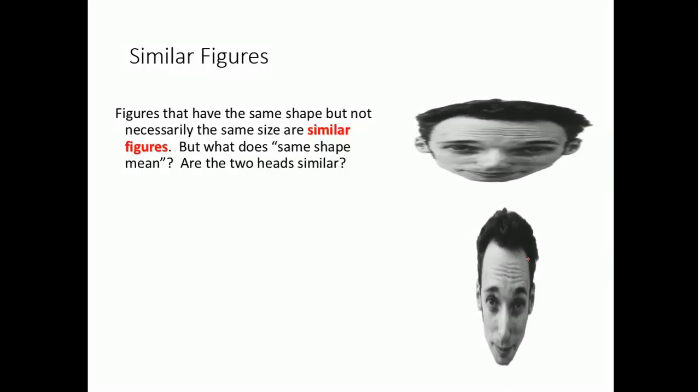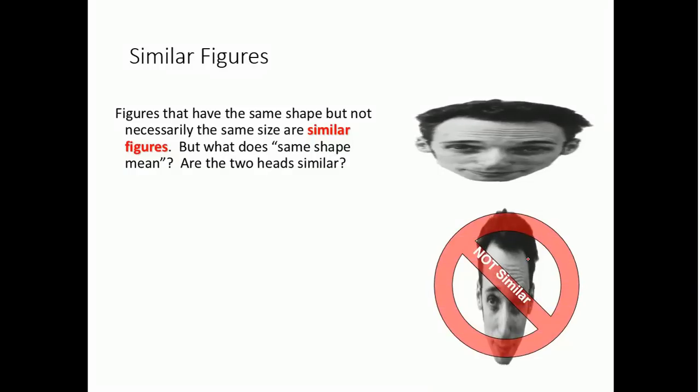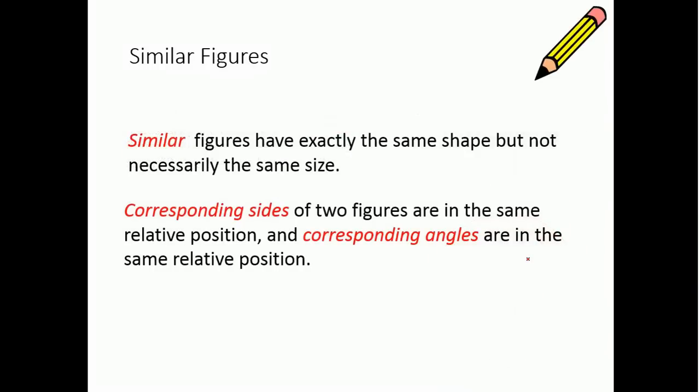So if I look at this, are these two heads similar? Are they the same shape? Not really, because they're not exactly the same shape. So here's what we're going to call a similar figure. Basically, they're exactly the same shape, but not necessarily the same size. So they're going to look like either a blown-up version of each other, or one of them is going to be shrunk from the other one.